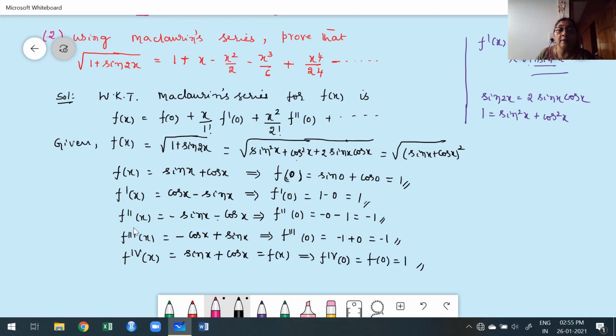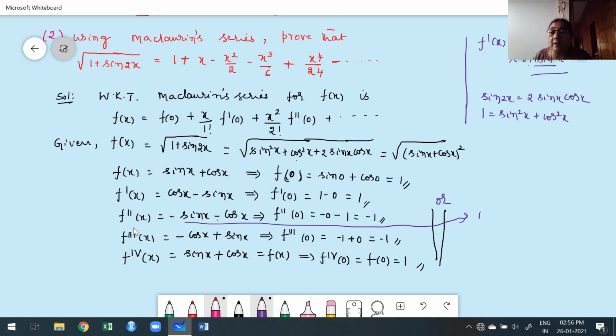Otherwise, observe carefully for these steps. I am explaining this is one way for the fourth derivative. I'll tell you another way from this step. Either go for this or maybe this. I think it's clear why I consider f of x, because sin x plus cos x is nothing but f of x.